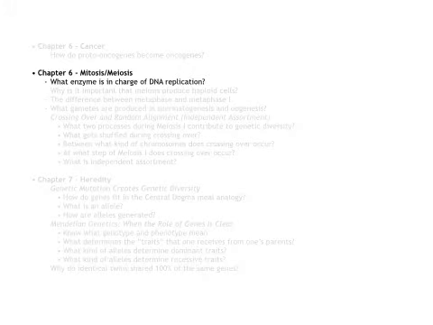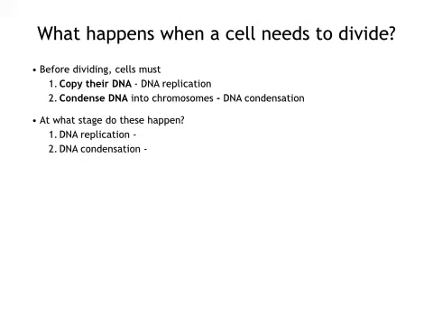All right, what enzyme is in charge of DNA replication? Now we're getting into mitosis and meiosis, which we saw in the second part of the mitosis meiosis lectures. There are two things that have to happen before a cell divides. One is they must copy, or replicate, their DNA, and two is they have to condense that DNA into chromosomes. That's the process called DNA condensation. And at what stages do these happen? Replication happens in the S phase, the synthesis phase, and condensation happens in prophase, which is the first of the four steps in mitosis.